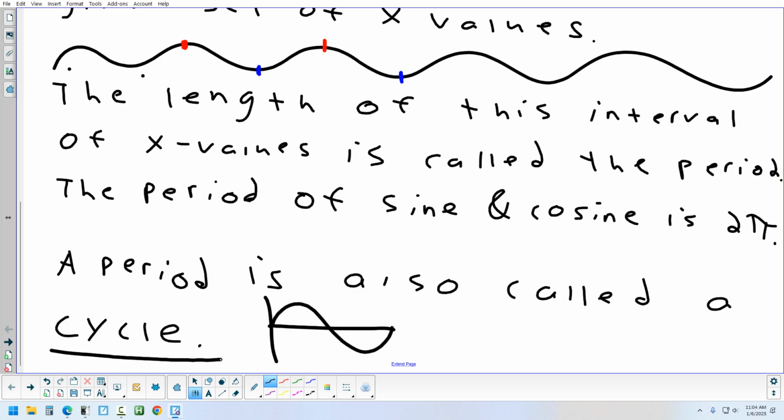Okay, so any question on what a cycle is, or what a period is in the graph? And what's the length again of the standard sine and cosine period? 2 pi. That's the standard length. Yep.